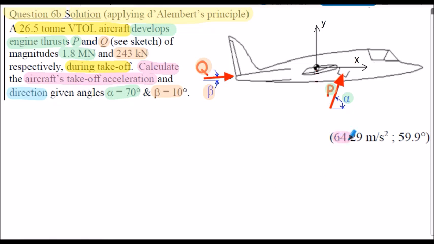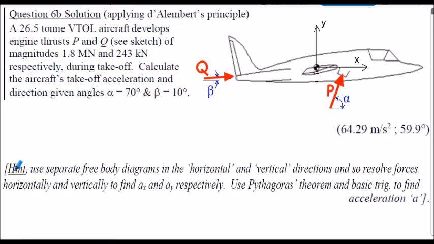The magnitude of the acceleration is shown here, and the direction from the horizontal is shown here. There is a hint in our question. It suggested we use separate free body diagrams for the horizontal and vertical directions, and so resolve forces horizontally and vertically. From this we can find the acceleration in the x and the y direction, that's the horizontal and vertical directions, and then using Pythagoras' theorem and basic trig, we can find the magnitude and direction of the acceleration A. So I will now outline the solution to question 6b.